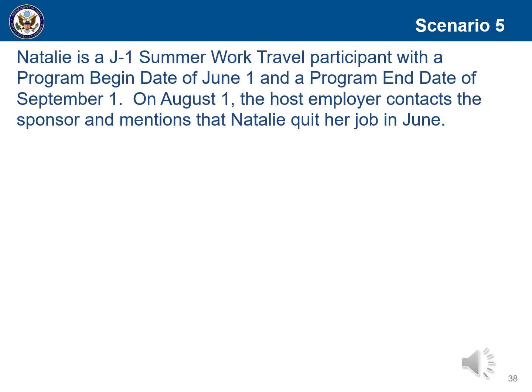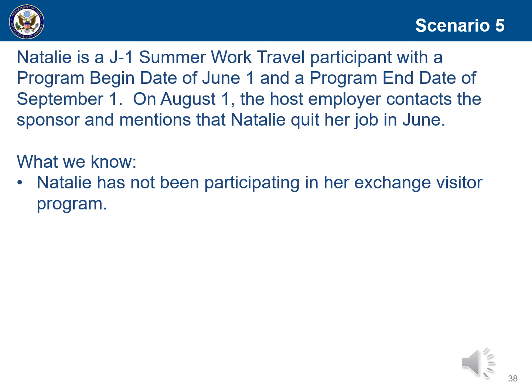Natalie is a J1 summer work travel participant with a program begin date of June 1 and a program end date of September 1. On August 1, Natalie mentions to her sponsor official that she did not like her job, so she quit and has instead been relaxing in New York City since June 15. Here's what we know. Natalie has not been participating in her Exchange Visitor Program activity.